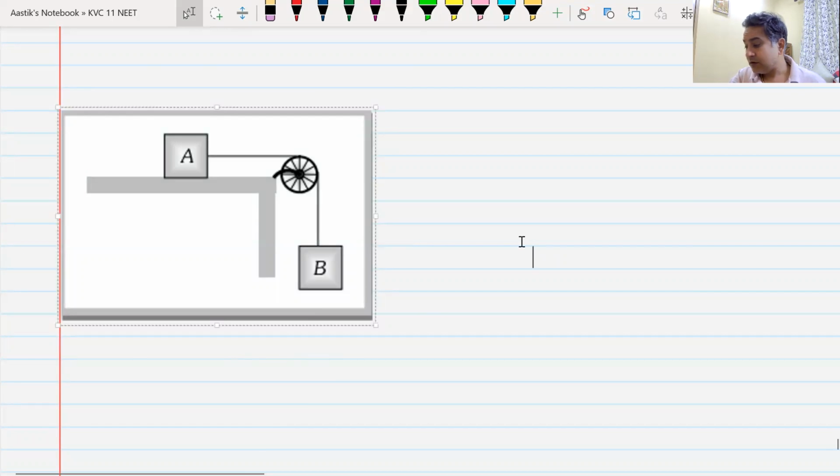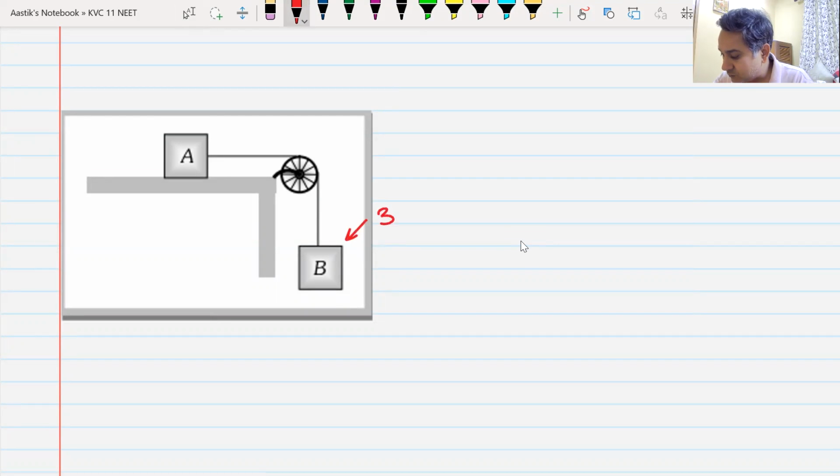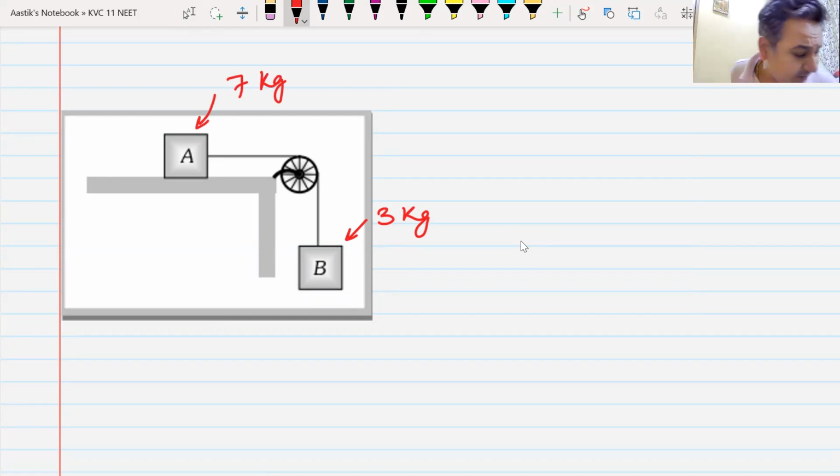Now, let us say this is the question. Again, let me tell you that this block is 3 kg and this block is 7 kg. Now we already know where this system is going to move, but I have now made a small change in this. Now I also apply a force of 10 Newton on this side.